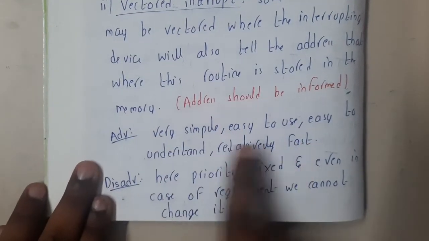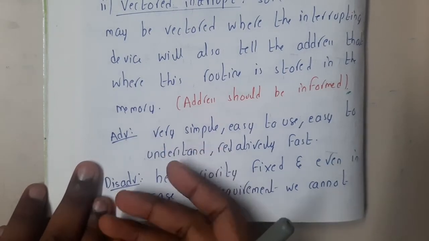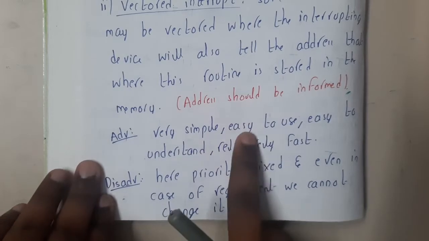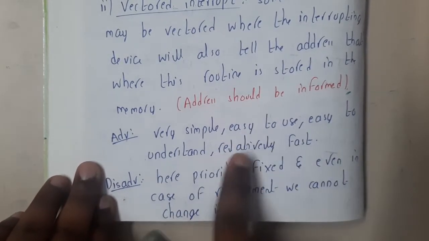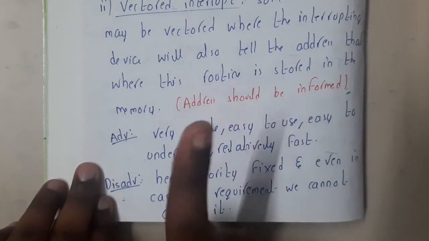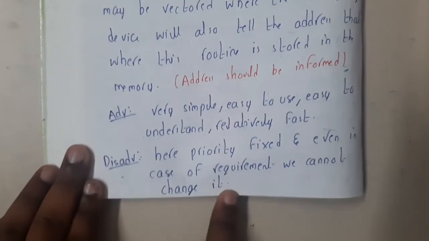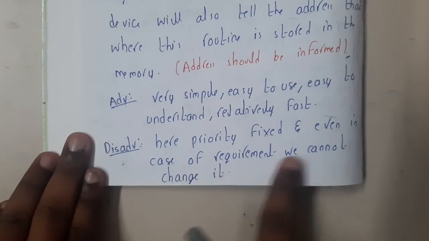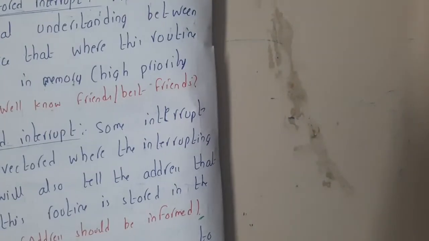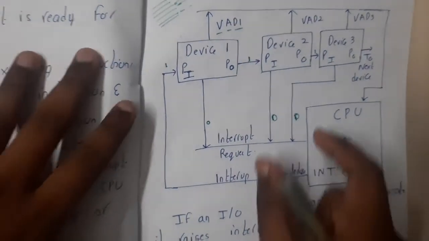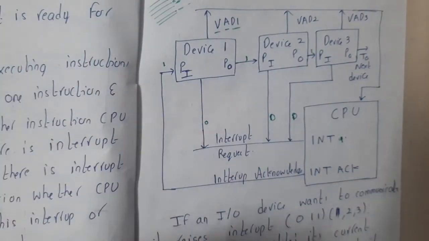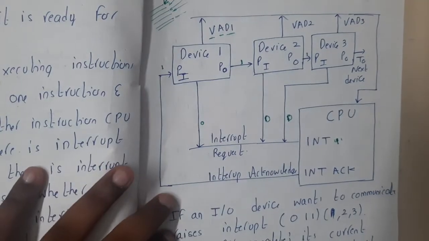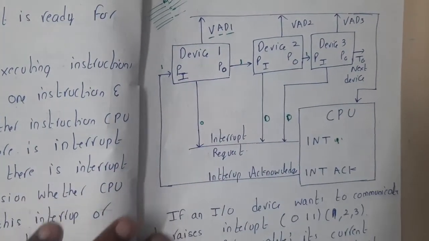The advantage with this method is that it is very simple. We are able to understand it in under 5 minutes, right? It is simple, easy to use, easy to understand and relatively fast. The only disadvantage is that the priority is fixed. Even in a case of requirement, we cannot change it. Assume that there are two devices which are equally important for me. At that time, how can I give first preference to both of them? It's not possible, right? So that is a small disadvantage here.